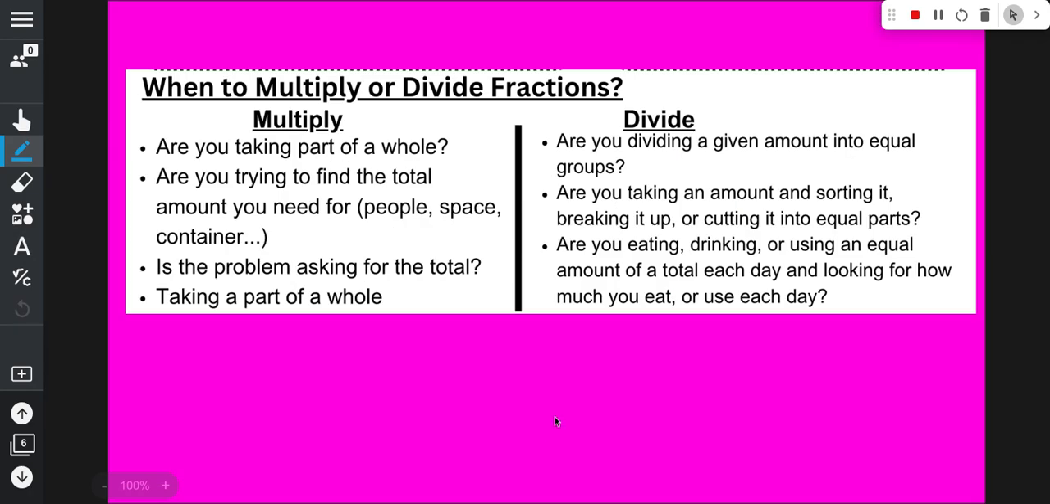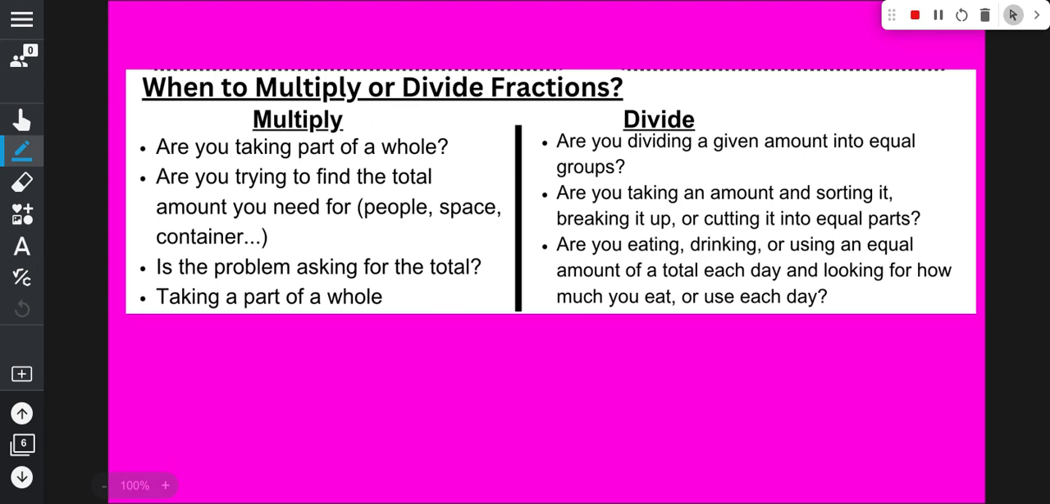So here are some things if you're going to be doing word problems. In a word problem, you have to ask yourself maybe the questions. Are you taking part of a whole? If so, you're multiplying. Are you trying to find the total amount you need for people, space, a container, and so on and so forth? Then you're multiplying. Is the problem asking for the total? If so, you're multiplying. And are you taking part of a whole? So all of those would use multiplication.